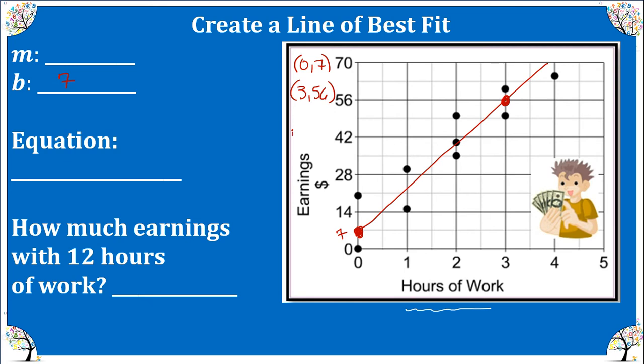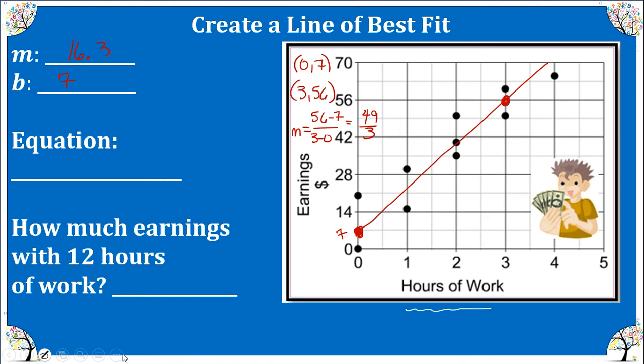So our slope is going to be 56 minus 7 over 3 minus 0. And so this is going to give us 49 over 3. 49 divided by 3 is 16.3. So 16.3, and it is positive.